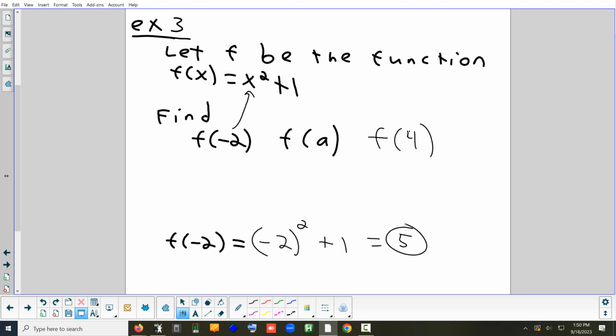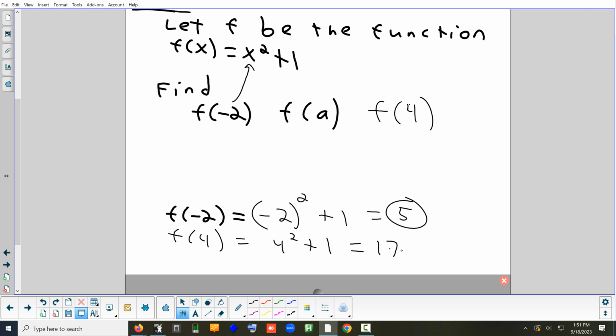All right, let's try f of 4. So if we plug 4 in for x, we would have 4 squared plus 1. And Jaden, what would that give you? 17. Yep, 17. Good.